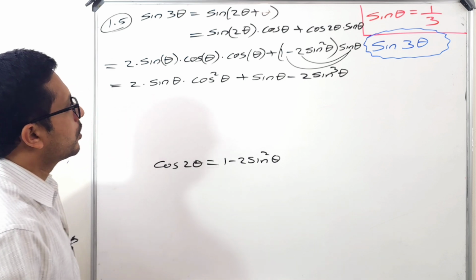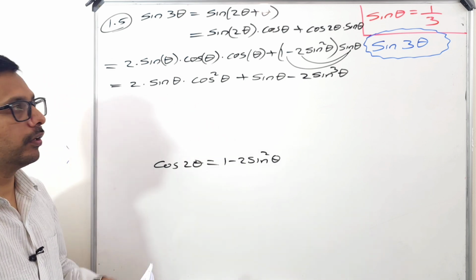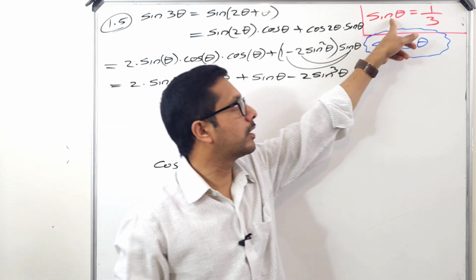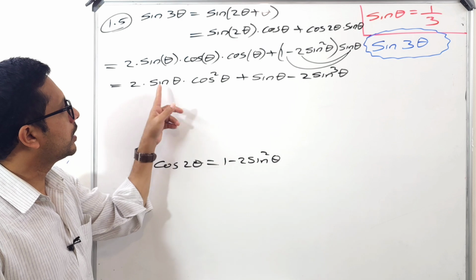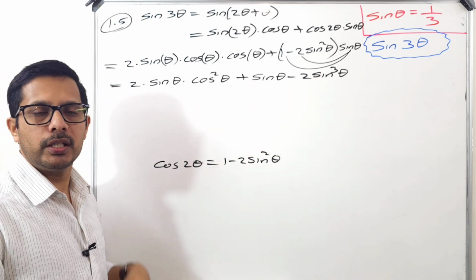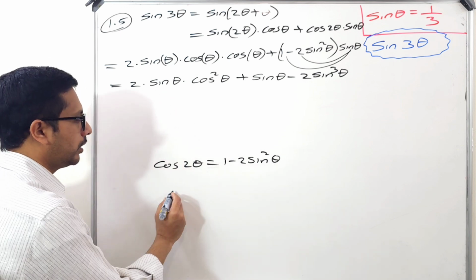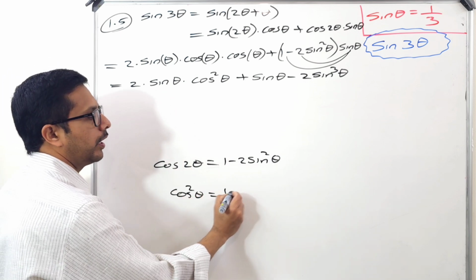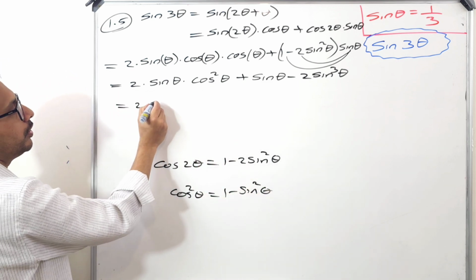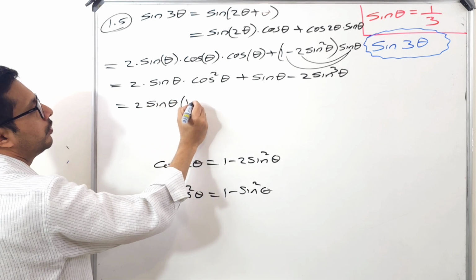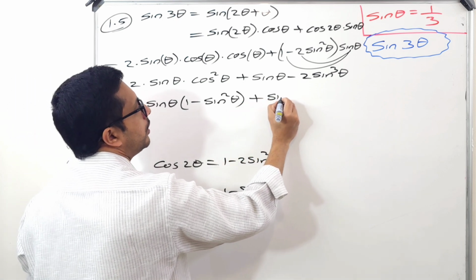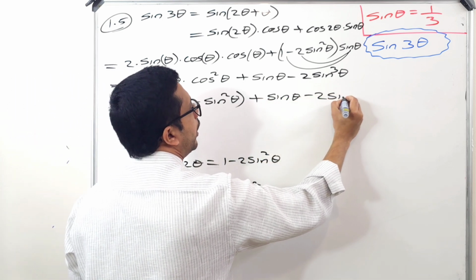Okay, so now what is the next step? What is our aim? We have to get everything in terms of sine, then only we can substitute this value. The only problem is cos square, since the others are sine. So how can I write cos squared in terms of sine? Yeah, you studied that cos squared theta is equal to 1 minus sine square theta. Am I right? So we can substitute that here. So it is 2 into sine theta into 1 minus sine square theta plus sine theta minus 2 sine cube theta.